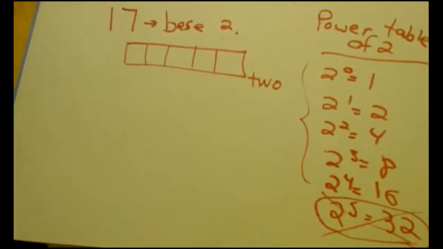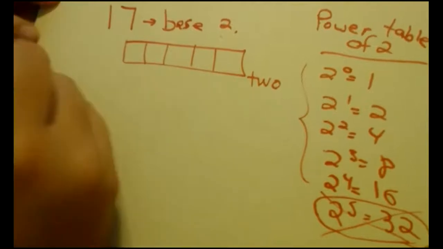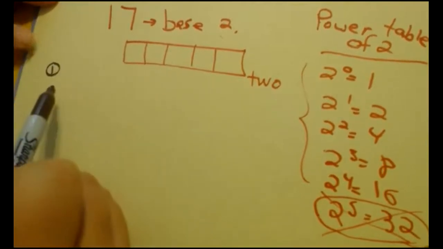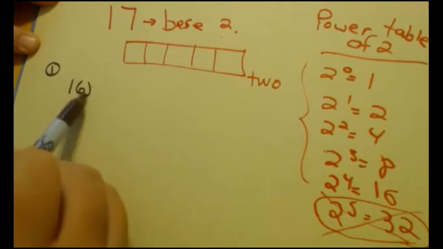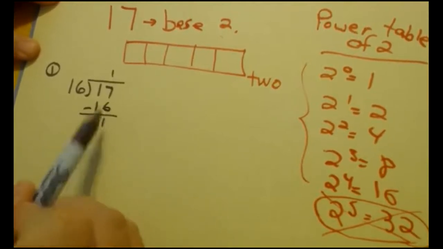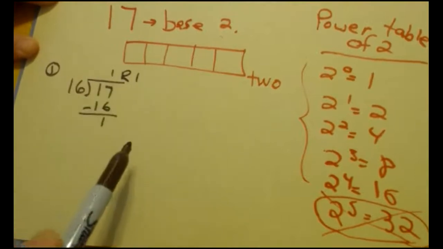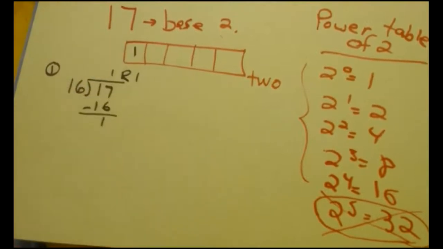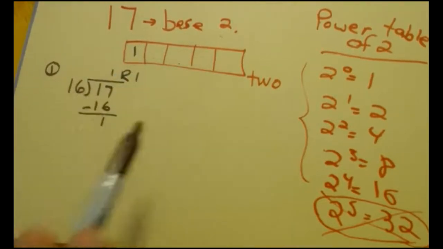So for step 1, we're going to do 16 divided into 17, and we get 1, with a remainder of 1. So the first number is 1. I think that makes very much sense to us. That's really very clear. The next couple of numbers are all going to be 0. You'll expect zeros here, here, and here, and I'll show you why.